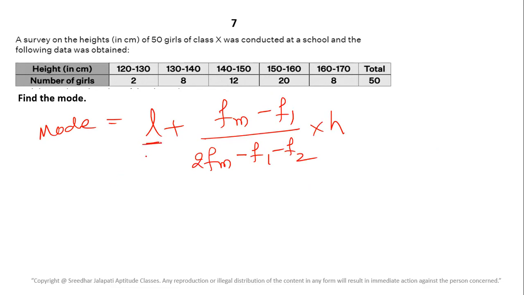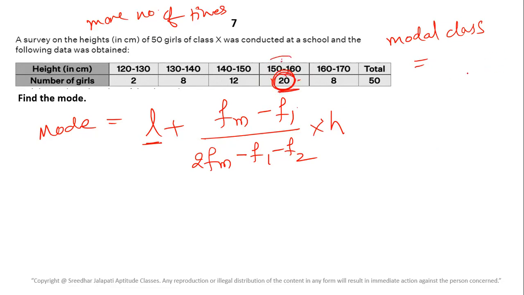L is the lower class limit of the modal class. First of all, what is the modal class? You have to find the modal class here. The modal class is nothing but the class where the mode exists. What do you mean by mode? The one which occurs more number of times. Here, 20 is occurring more number of times. So the mode occurs in this class interval. Therefore 150 to 160 is called the modal class.